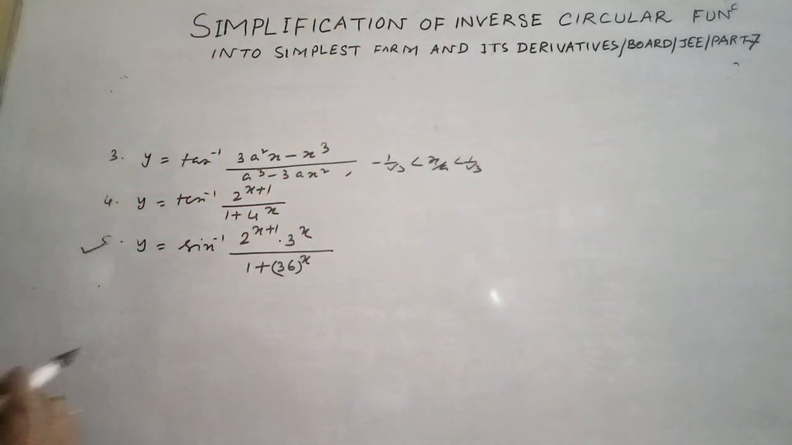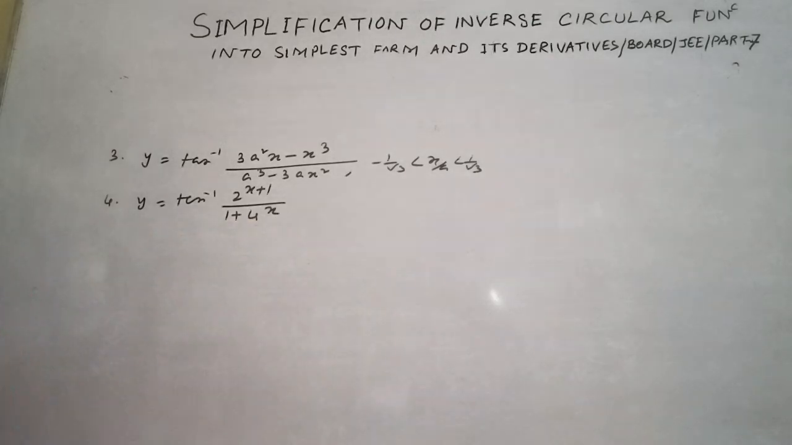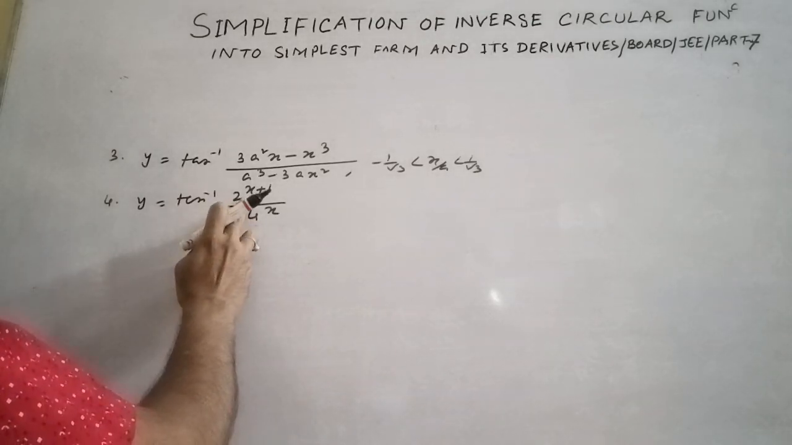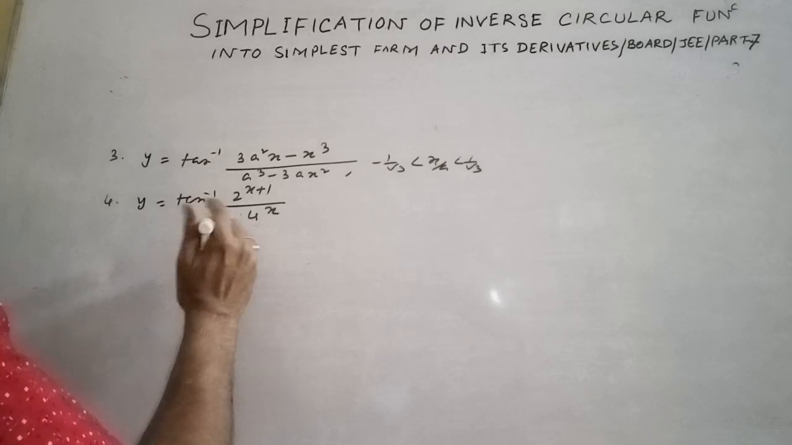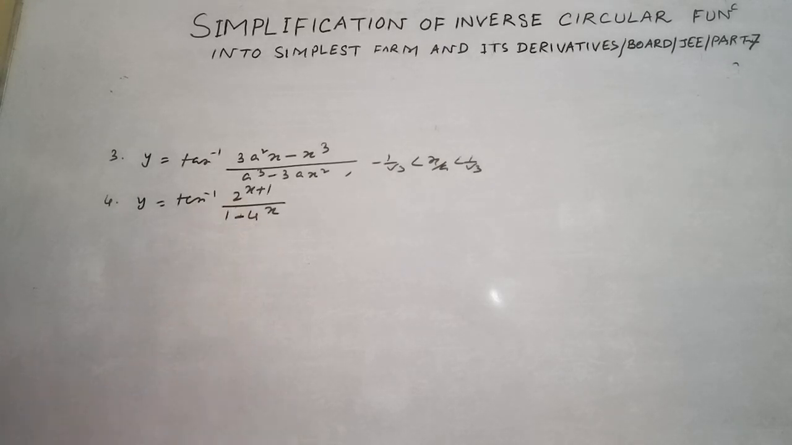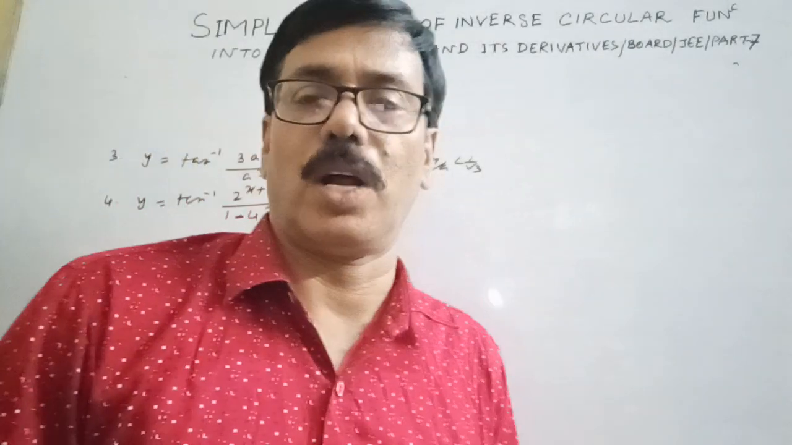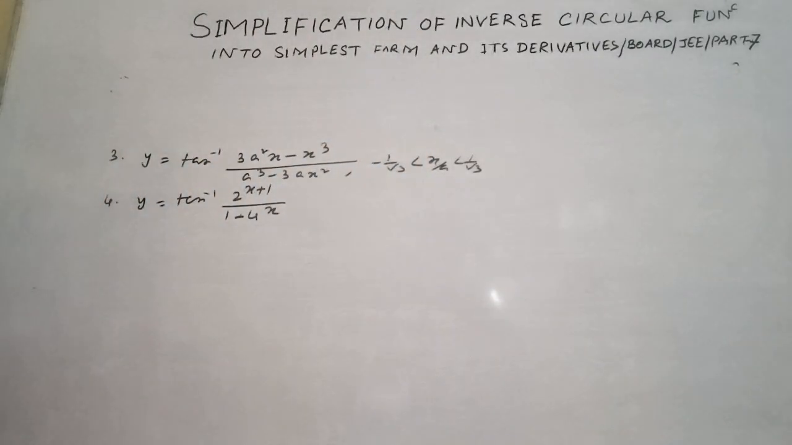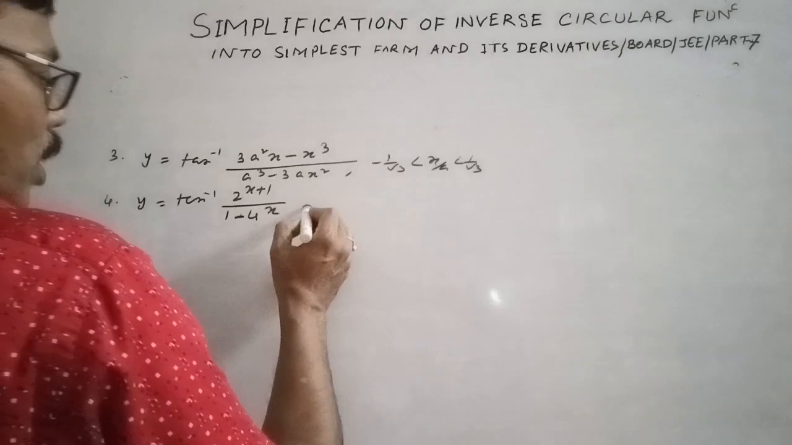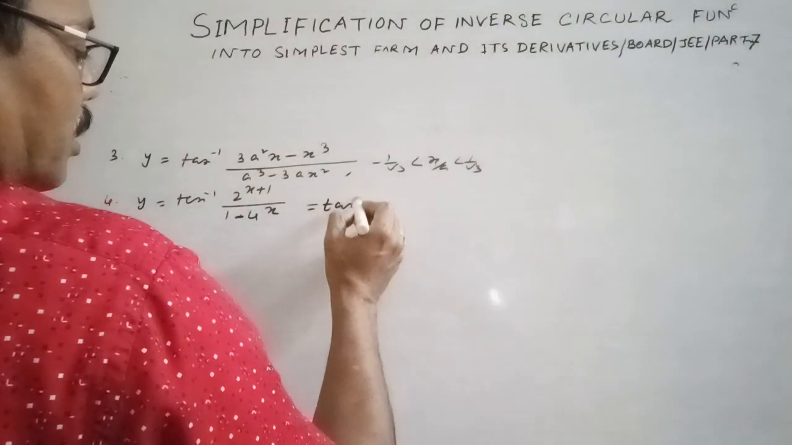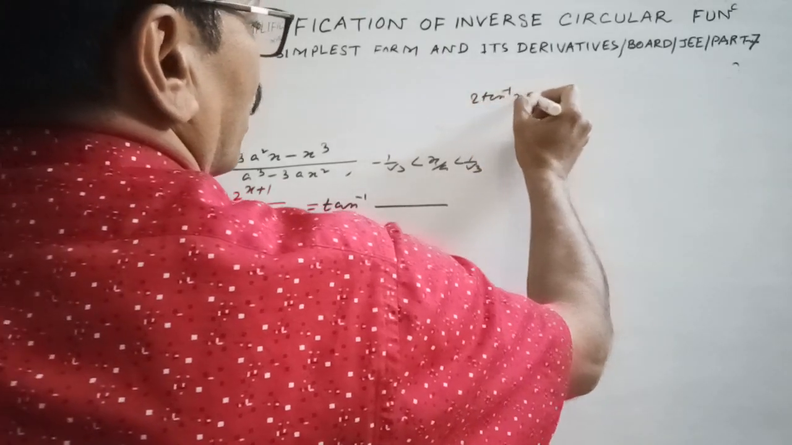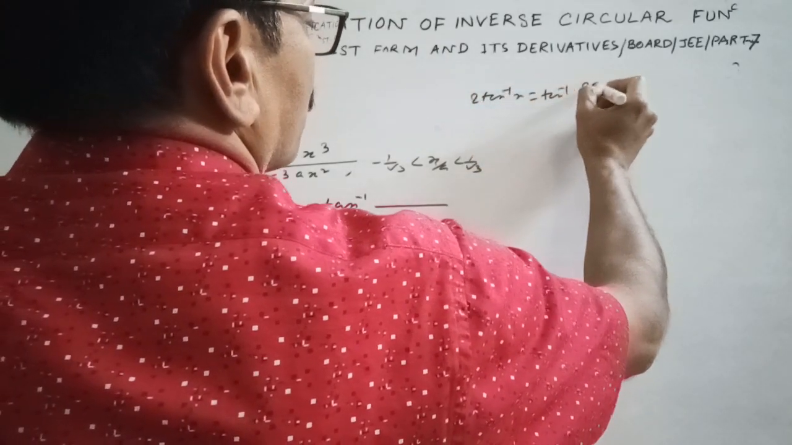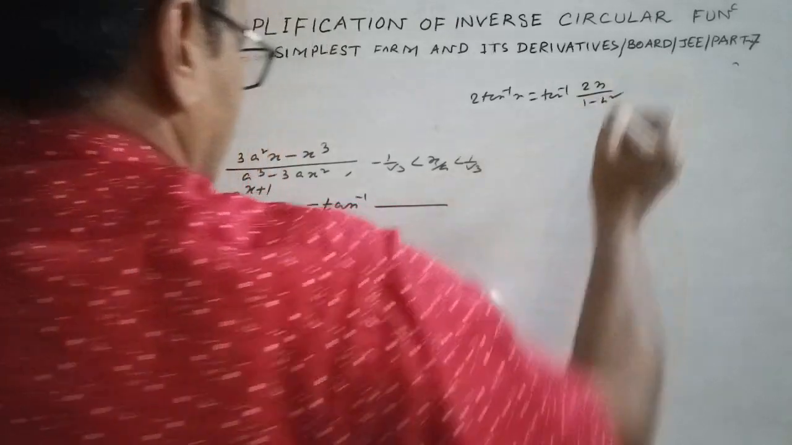Now, problem number 4. y equals tan inverse of (2 to the power x plus 1) by (1 minus 4 to the power x). Now we have already discussed this one: 2 tan inverse x equals tan inverse 2x by 1 minus x square.